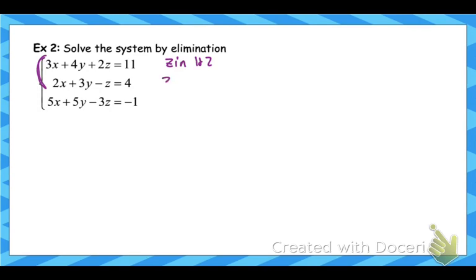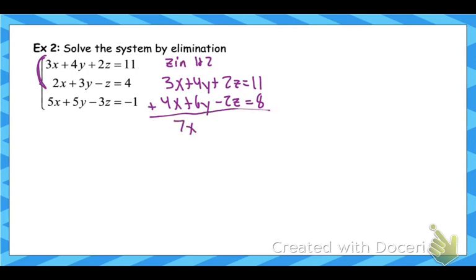So in order to do that, I'm going to keep the first equation the same, and then I'm going to multiply the bottom equation by 2. Then I can add these together, and I end up with a new equation. So once we've done that, we need to do the same thing for two other equations, but the same variable. So we have to eliminate the same variable.